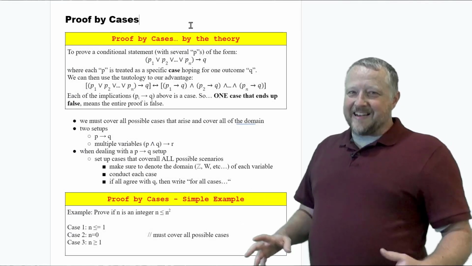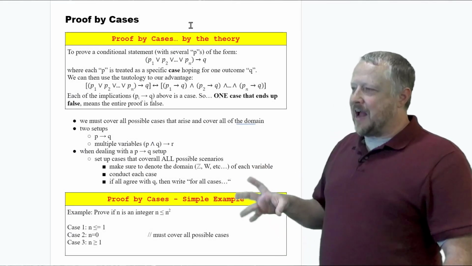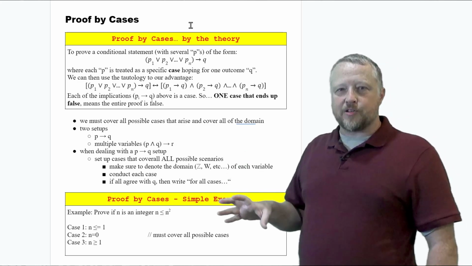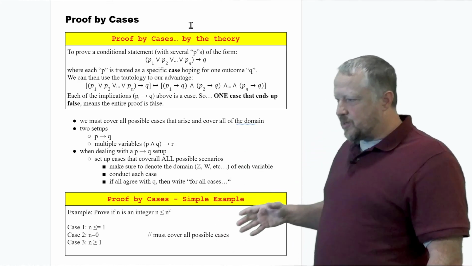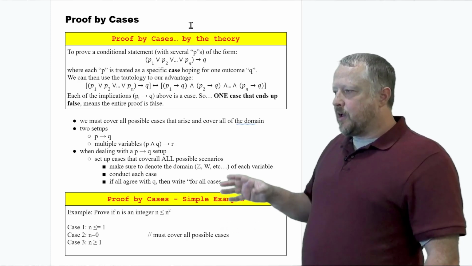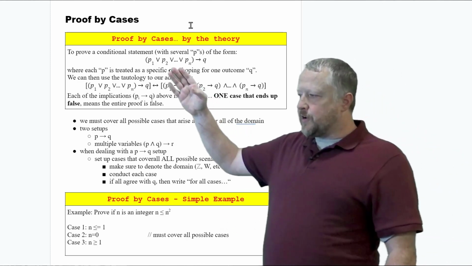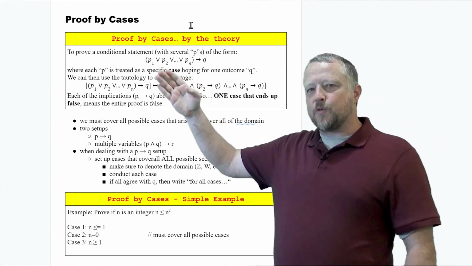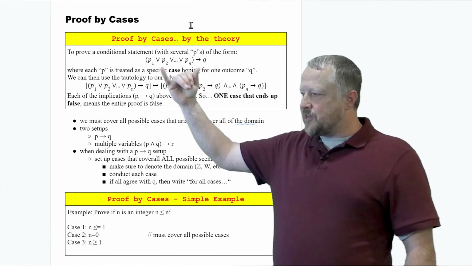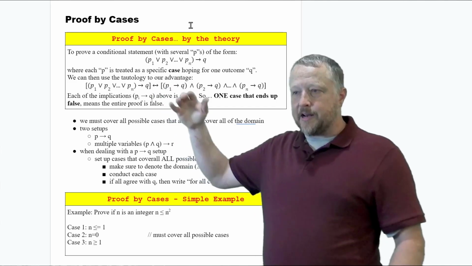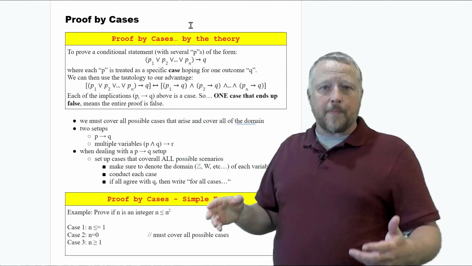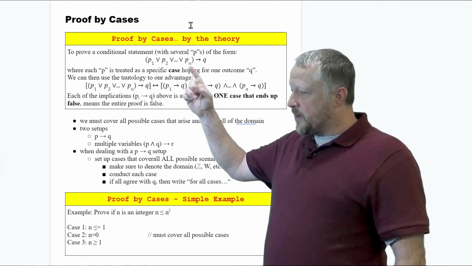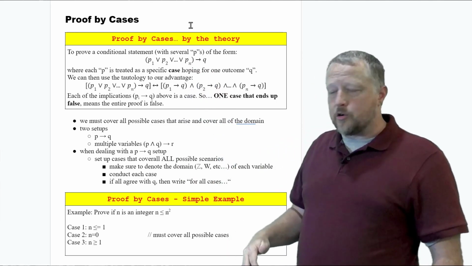Proof by cases. Now, this sounds pretty good at first. I'm not going to argue that. And it's a little bit simpler on the overall setup. But what's going to happen is to prove a conditional statement with several P's, remember, you've seen this before, where we've had several different items in the P portion of our propositional logic, and hopefully imply a specific Q.